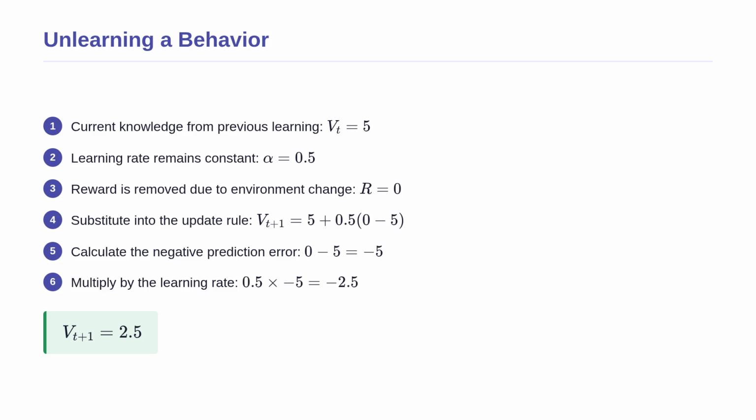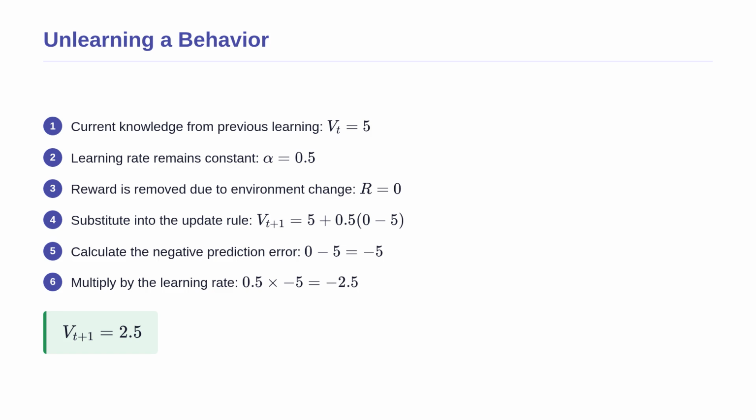Let us apply our formula to this process of unlearning. Suppose our robotic dog has a current knowledge value, Vt, of 5. Suddenly, we stop giving rewards, so the new reward, R, is 0. The learning rate stays at 0.5. Plugging these into the equation, we calculate the prediction error.